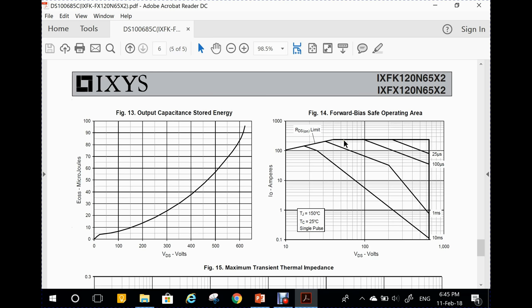These curves here are just the outer limit. This is the 650 volt limit of the device, this absolute voltage limit. And this is the absolute current limit, which is 120 amp. This line here, it's kind of peculiar. It's called RDS limited. What it means is the following.